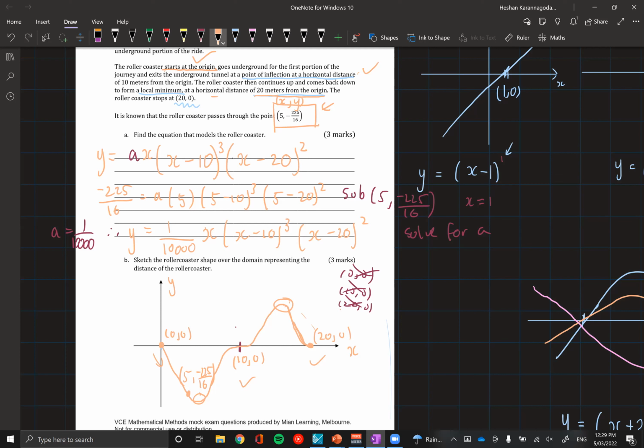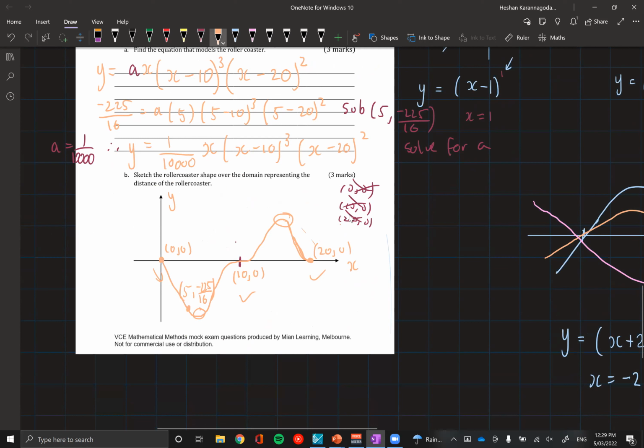Your teacher's not going to know whether it's this function or another function. So the answer is yes, you do need a point other than an intercept to show that it is that specific graph.